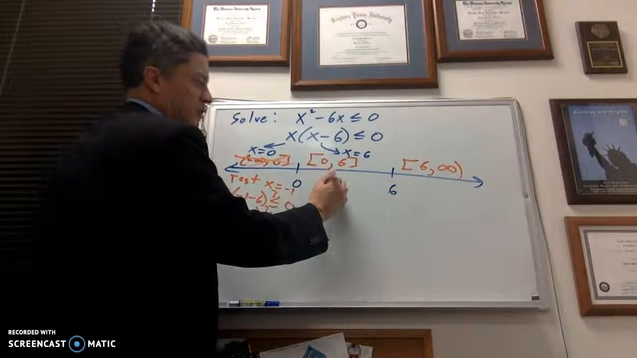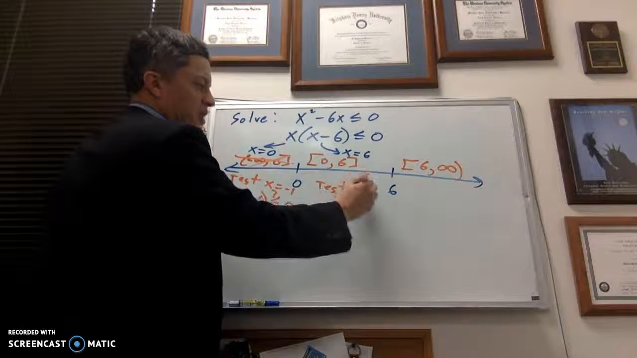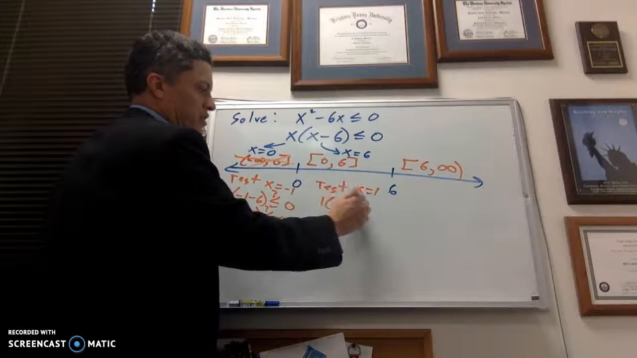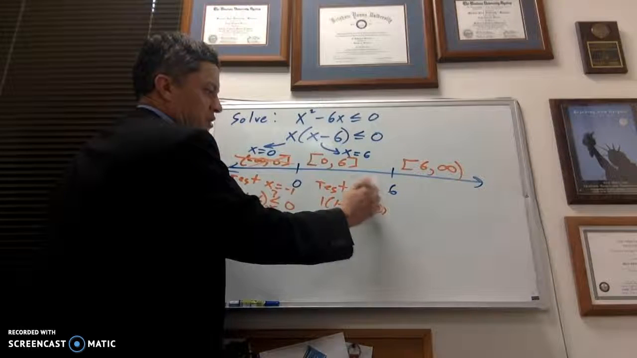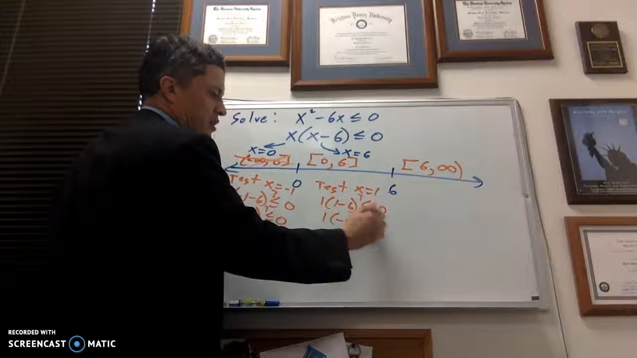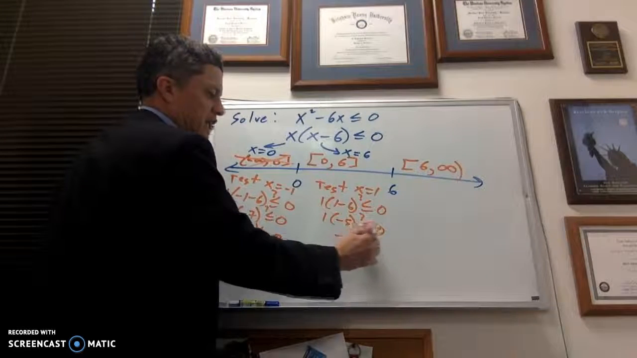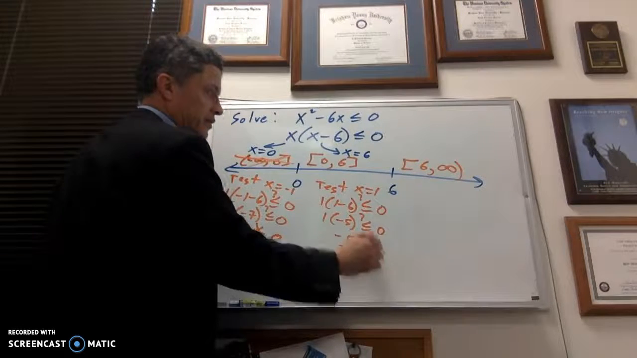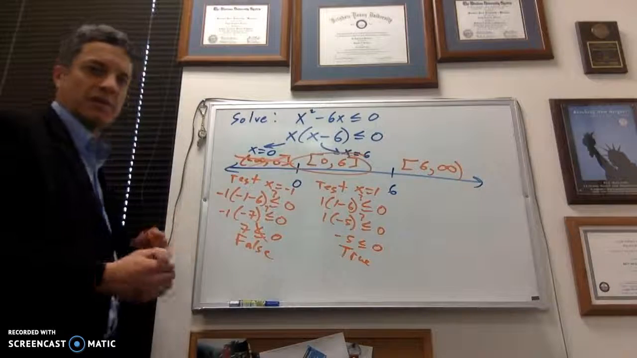Well, let's test an interval between 0 and 6. I'll try 1. So 1 times the quantity of 1 minus 6. Is that less than or equal to 0? Well, that'll be 1 times a negative 5 trying to be less than or equal to 0. So that's negative 5 is less than or equal to 0, and that's true. So that's going to be in the answer.